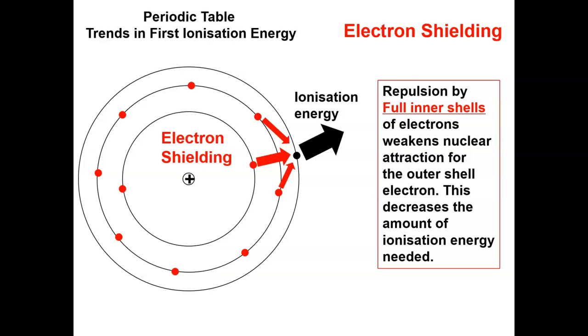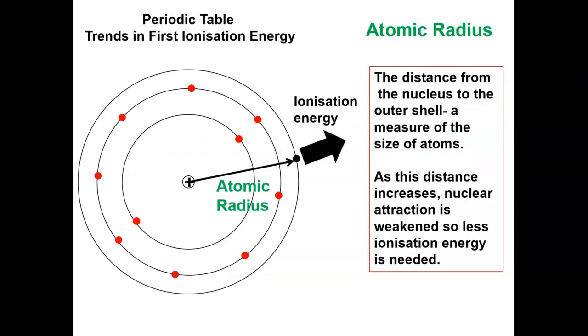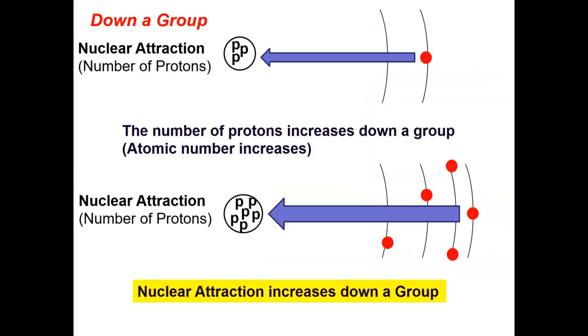And then, of course, the third component is our atomic radius, the physical distance from nucleus to outer shell. And again, as our atoms get bigger, this attraction must get weaker. So the three things come together in explaining our ionization energy variations. So remember, down a group, we saw on the noble gases, or group 1, the ionization decreases.